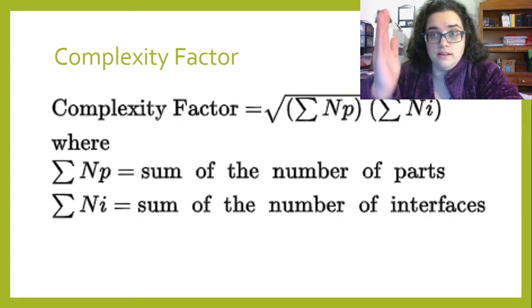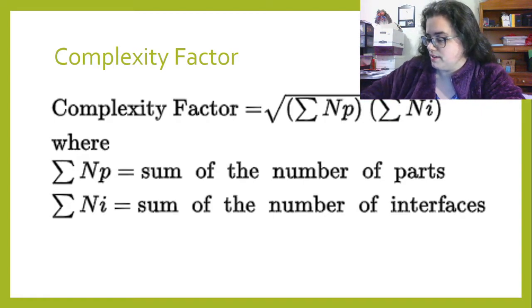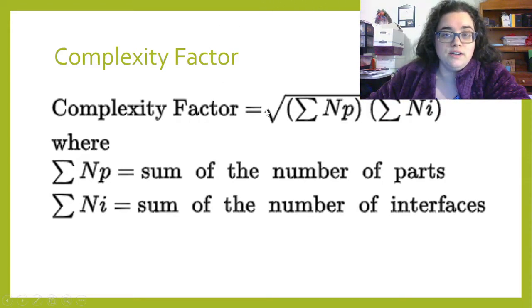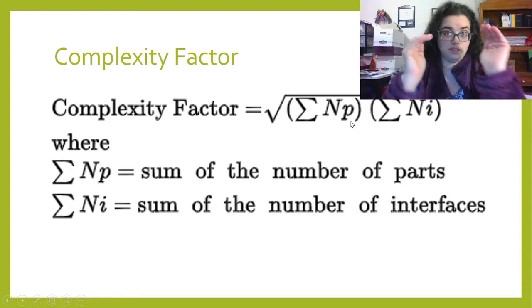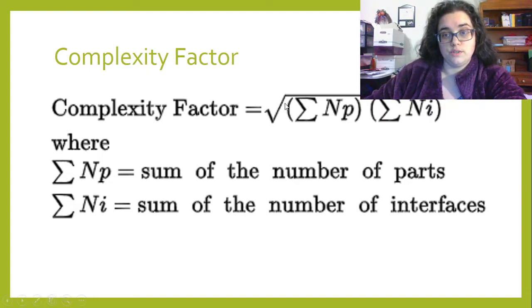Here is a screenshot of this. I should have retyped it in Word or something, because I can make it look better than this. I just zoomed it in so you could see it. Complexity factor. This symbol is a square root symbol. And then in parentheses, you have this sigma NP. And then you have another set of parentheses with a sigma NI in it. When two things in parentheses are next to each other, that means you multiply those two quantities together. So you have the square root of the product of these two values.